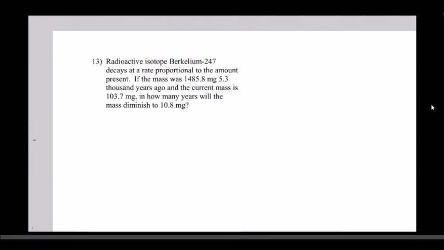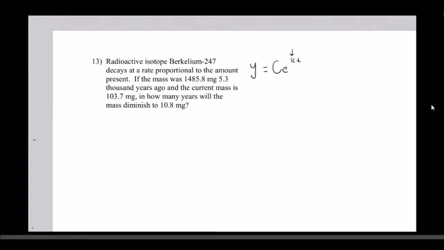All right, number 13. Same as before, this phrase here, decays at a rate proportional to the amount remaining, means it can be modeled by this function. So in how many years is the question? In how many years is a measurement of time? So we're going to be solving for time in this.